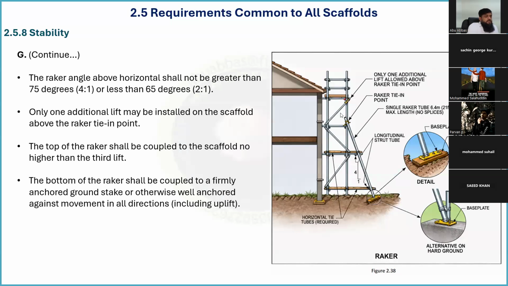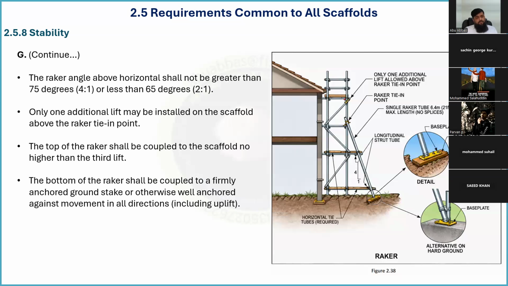Moving further, the bottom of the raker shall be coupled to a firmly anchored ground stake. Okay. The ground should be firm definitely to take the lateral load imposed on that. Bottom of the raker shall be coupled to a firmly anchored ground stake. Okay, the ground has to be firm and the anchor has to be firm. What it says: ground stake or otherwise well anchored against movement in all directions, including uplift.